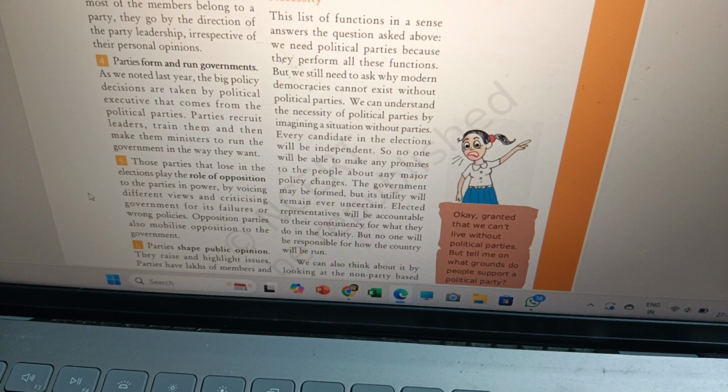Suppose a five-mark answer comes, you can also mention the functions of political parties. So you got three answers: what are the components of political parties, what are the functions of political parties, and why do we need political parties.